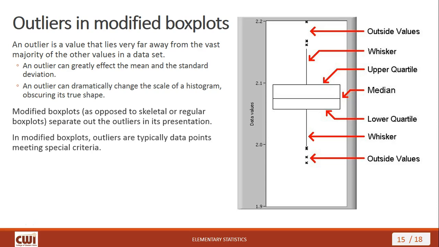So in modified box plots, outliers typically have to meet certain special criteria. They have to be above Q3 by more than 1.5 IQR, or they have to be below Q1 by more than 1.5 the IQR.